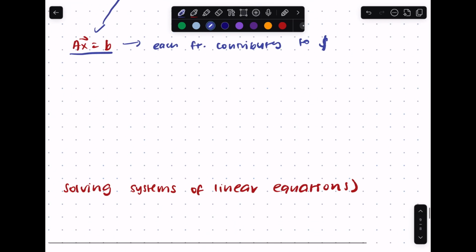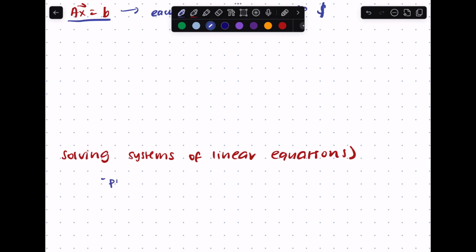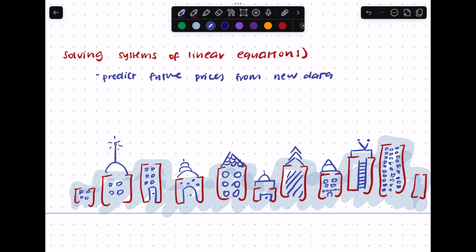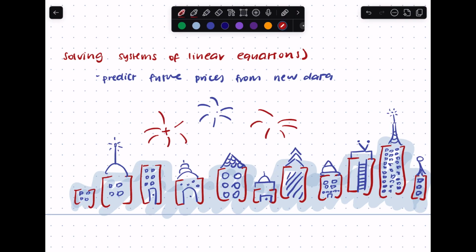By solving systems of linear equations, we minimize error and build a model that can predict future prices from new data. Linear algebra turns thousands of scattered listings into a clear, predictive system, showing that even in a city as unpredictable as New York, there's a logic beneath the skyline.